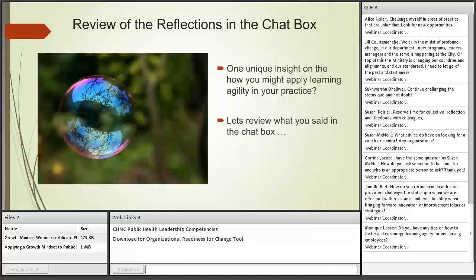Thanks. And we have somebody else who has asked this question. Yes. How would you recommend healthcare providers challenge the status quo when we're often met with resistance and even hostility when bringing forward innovation or improvement ideas or strategies?